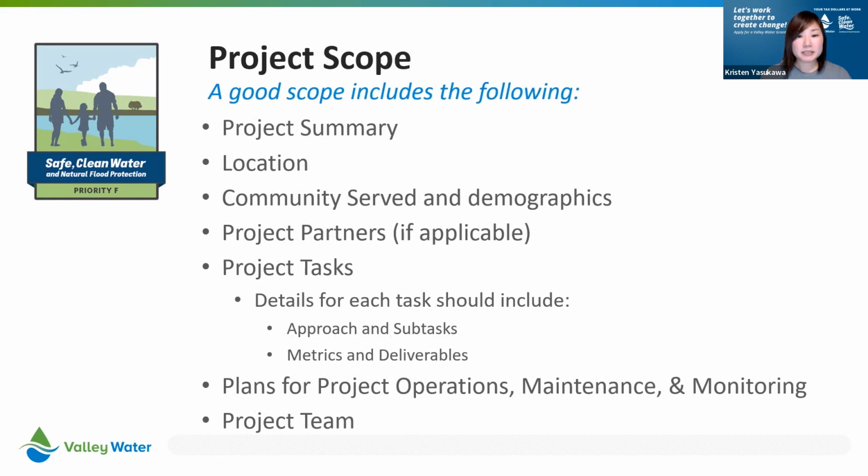This project scope is going to be a narrative and it's going to be attached to your Flux application. So you will write it in a Word document or other document and then upload it into Flux. This project scope is going to need to include a project summary, describe the project location, the community served and any demographics, talk about any project partners and what your relationship is with those other organizations, if there are any involved, and then detail out your project using tasks.